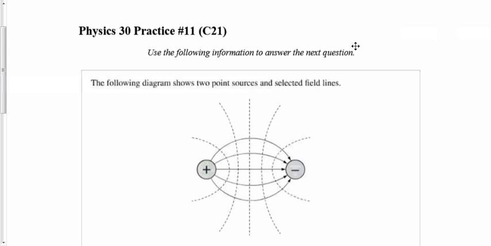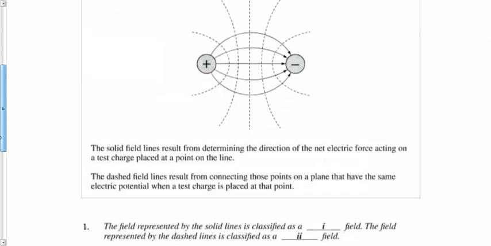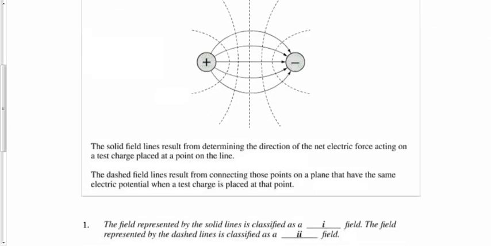We're going to practice question set number 11 that you guys worked on yesterday. Question number 1 says, the following diagram shows 2 point sources and selected field lines. We have a positive, we have a negative. We've seen these field lines, these solid lines, before. These are electric field lines.